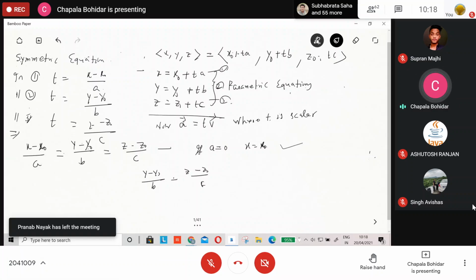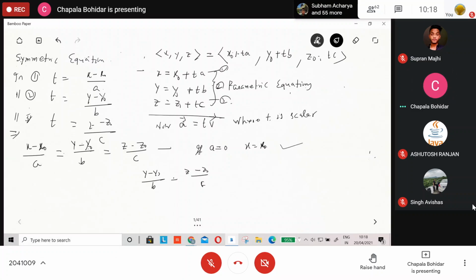Now solve problems. Here, for the parametric equation, for the vector equation, an example.